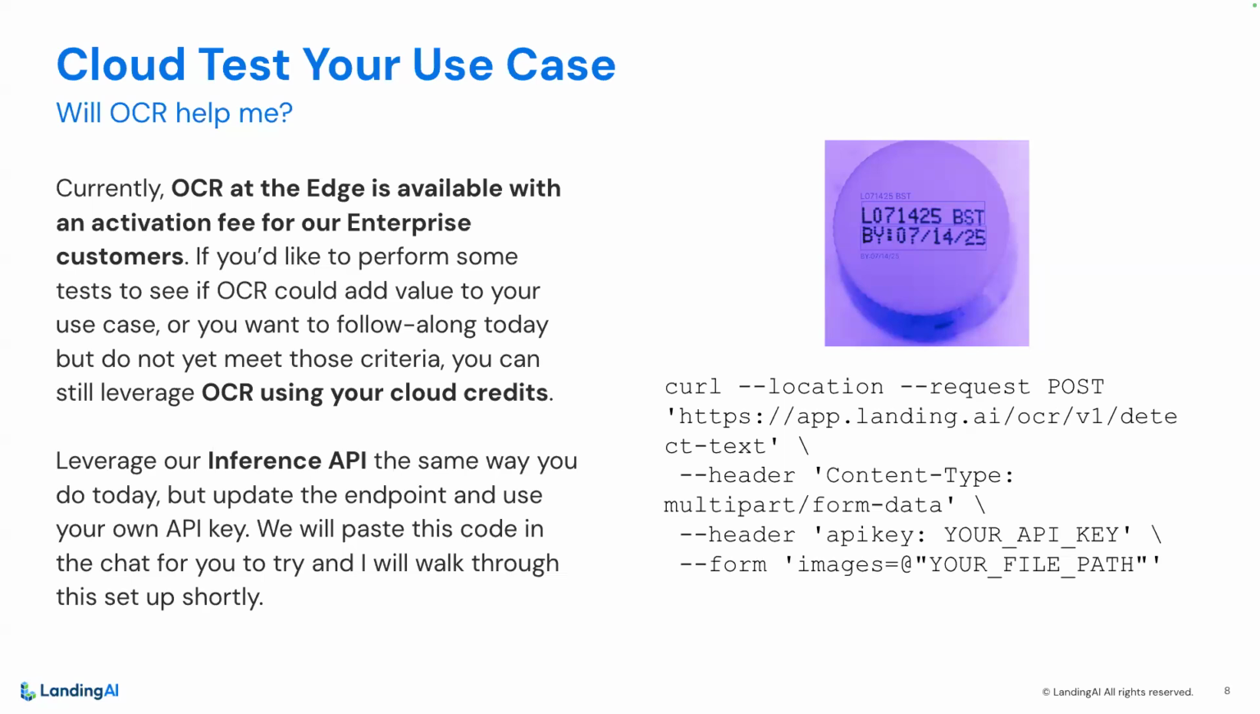So you leverage it the same way you would work with any of your models, like object detection or segmentation, with the Inference API, and of course tying to your own API key. So I'll walk through how you set that up, and I'll paste the code sample in the chat when we go through that, so you can follow along with your own LandingLens account and perform some tests yourself. I also have a set of sample data that you can use that's just pulled from Google image search for our particular use case that we're going to look at today.